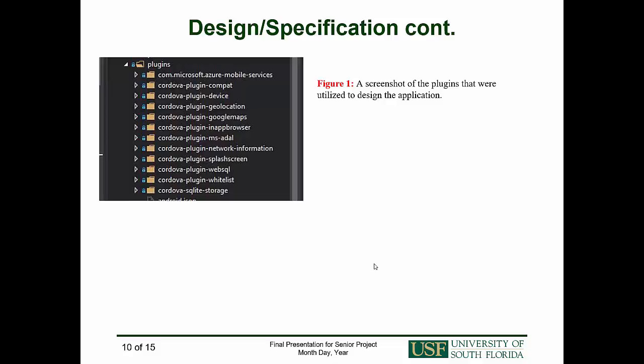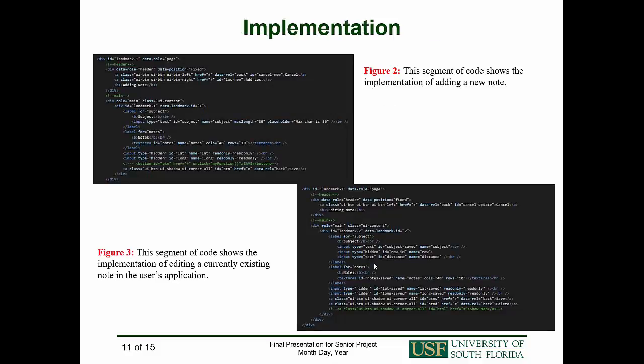If the plugins are not in there, it won't be possible to create the application, and Cordova won't be able to build them and push them to different devices. So this is how Cordova works. We need to have all this in place. So this is a little bit about implementation.